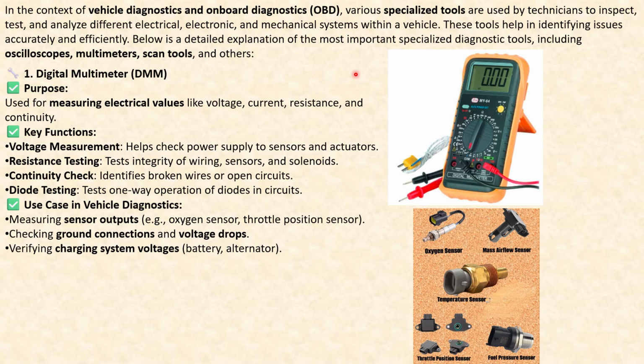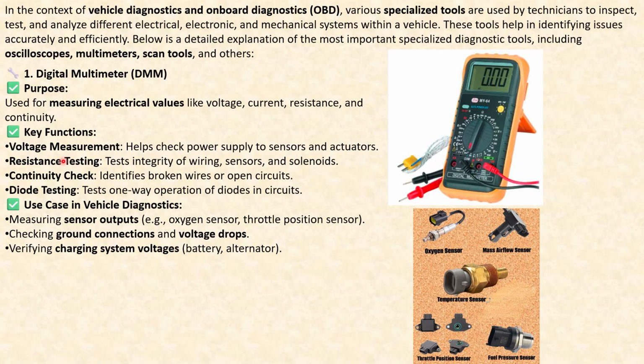Okay, so all the tools that we are going to go through in this lesson are specialized tools that will help identify issues accurately and efficiently. The first important tool is the digital multimeter. I'm sure everybody would have seen this digital multimeter at some point in their life. The purpose is measuring electrical values like voltage, current, resistance, and continuity.